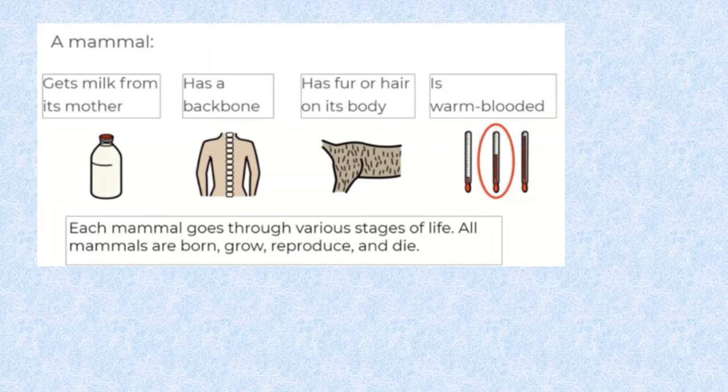Okay, so some general information about mammals. Mammals get milk from their mothers. They have backbones, they have fur or hair on their body, and they are warm-blooded, not like insects or amphibians or fish or reptiles. They're warm-blooded. Each mammal goes through various stages of life. All mammals are born, grow, reproduce, and die.